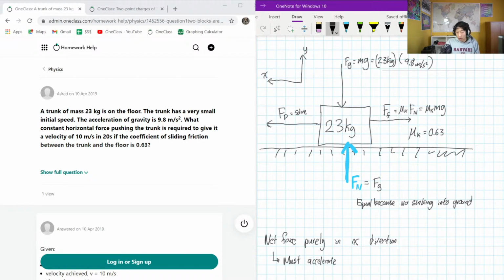Notice how it says the trunk has a very small initial speed. We're going to treat that as 0. The reason it's not saying the trunk starts at rest is that then we would have a coefficient of static friction. Since they gave us a coefficient of sliding friction, they have to say it has a non-zero initial speed. Otherwise we'd be going with static friction, which would be a little bit harder, but that's not something we need to worry about right now. So it must accelerate from 0 meters per second to 10 meters per second in 20 seconds.